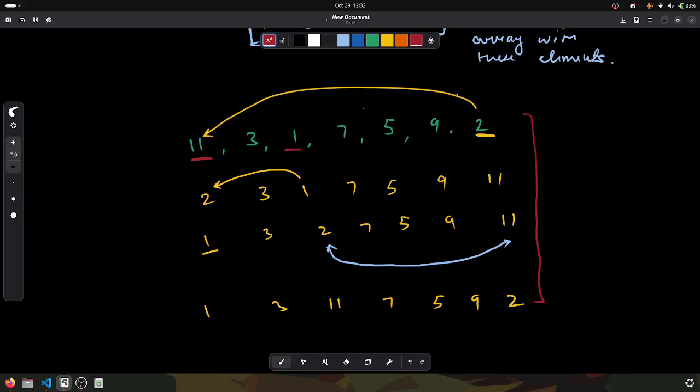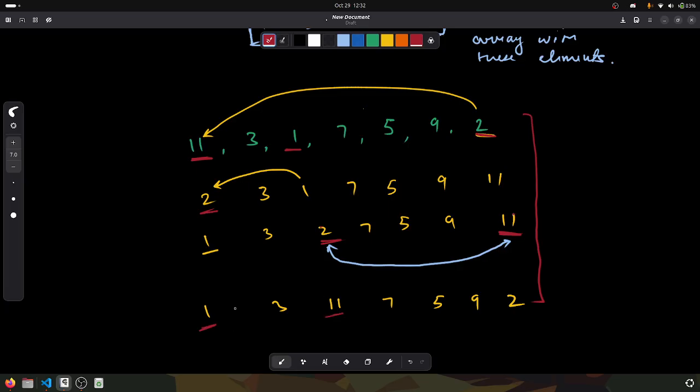So how did we do that? Let's see that again. We first put an even number in place of 11, so it became 2, 11. And then we took the odd number that we needed originally in that place and put it there. So I put 1 here and 2 comes here. And now since 2 was originally in the end, 2 will again go back to its place and 11 will come here.